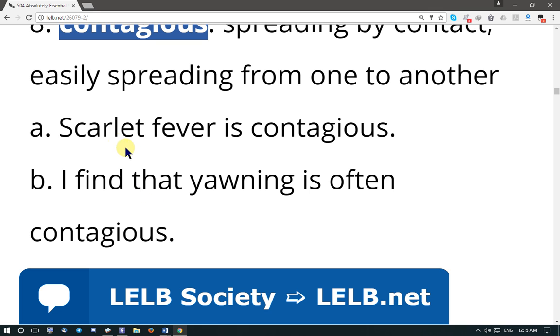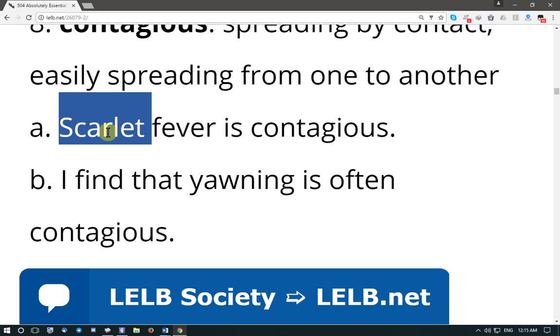Alright. Sentence A, scarlet fever is contagious. It is a kind of viral disease that is contagious, particularly in children.